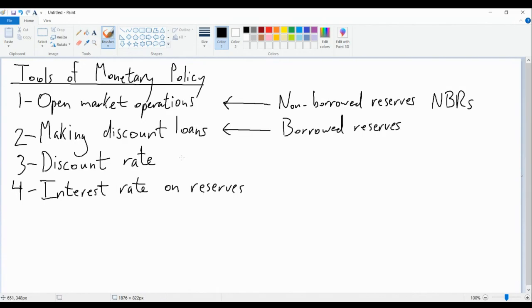In the textbook, you'll see that the discount rate is often referred to as i with a little d on it. And the interest rate on reserves is referred to as i with an OR next to it. Interest on reserves.